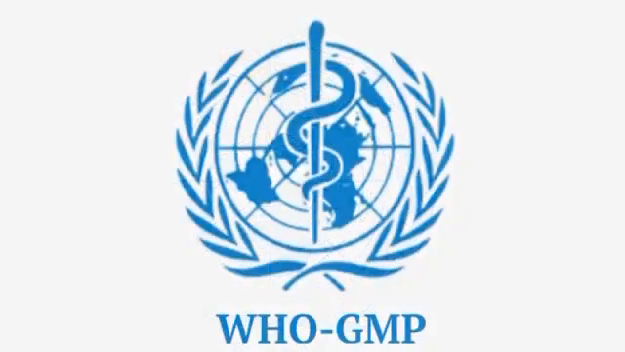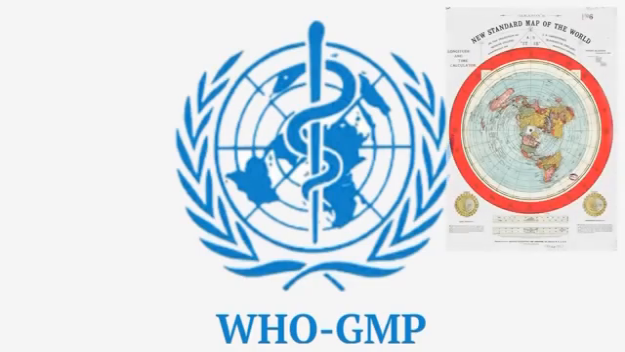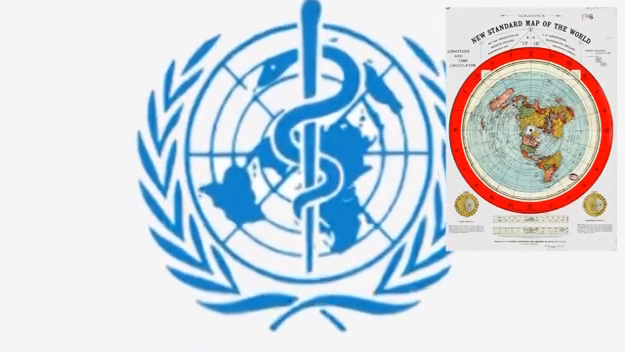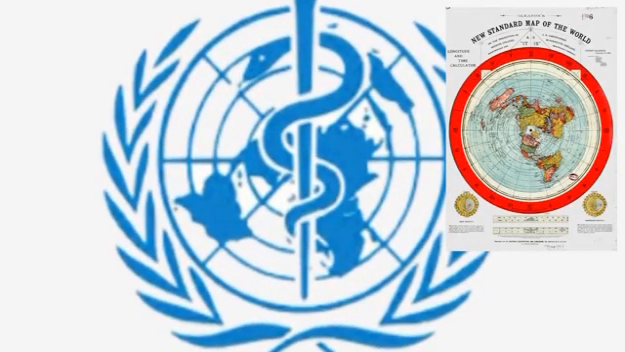Now here we have the World Health Organization. This organization controls all the mainstream media news that we hear about, like COVID-19, Ebola, or any other kind of pandemics going on in the world. But let's have a look at what's hidden in their logo. And as you can see here, the flat earth map with the ice wall around it.